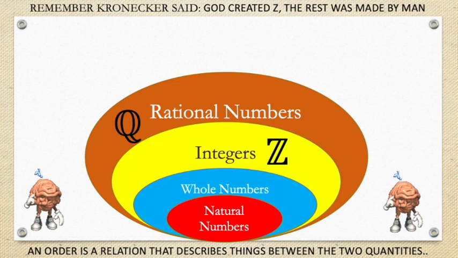Now, if there's an ordering property for integers, does Q have order as well? What do you think? If you answered yes, you are correct. Q has arithmetic order also. This means it satisfies trichotomy and transitivity as well.